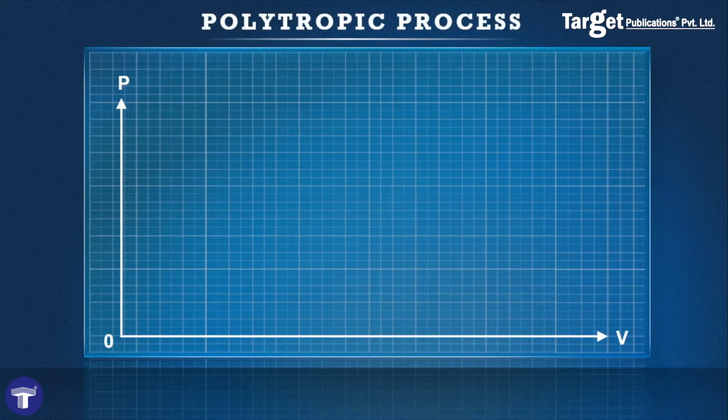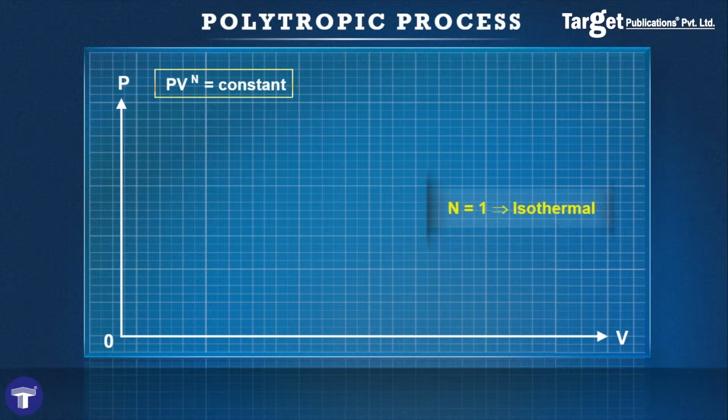Finally, we also talk about polytropic processes. In fact, the polytropic process is just a general way of describing all the processes that we have seen. The equation for a polytropic process is PV^n = constant. If you put n equal to 1, you will see that this is nothing but PV equal to constant, which is nothing but an isothermal process.